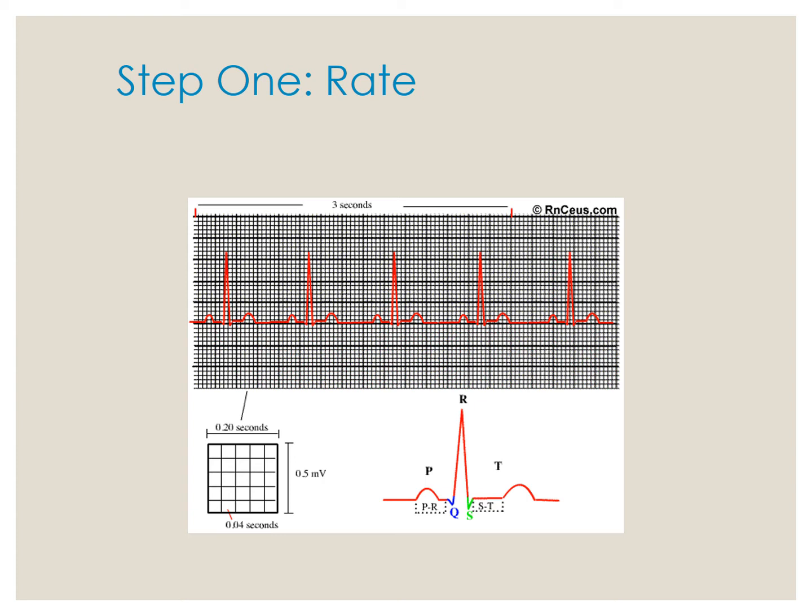I know it says 3 seconds on top, but let's say this is a 6-second strip. If you count your R waves, you've got 1, 2, 3, 4, 5. 5 times 10 is 50. So if this was a 6-second strip, the heart rate would be approximately 50 beats per minute.